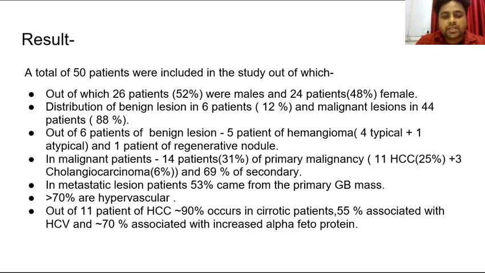In metastatic lesions, 53% came from a primary GB mass, and more than 70% are hypervascular. Out of 11 patients of hepatocellular carcinoma, approximately 90% occur in cirrhotic patients and 55% are associated with the hepatitis C virus, and approximately 70% are associated with increased alpha-fetoprotein.